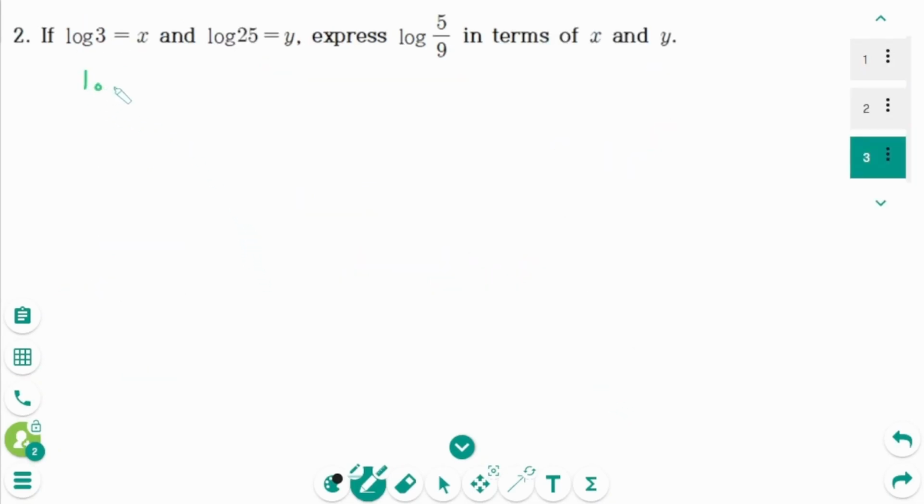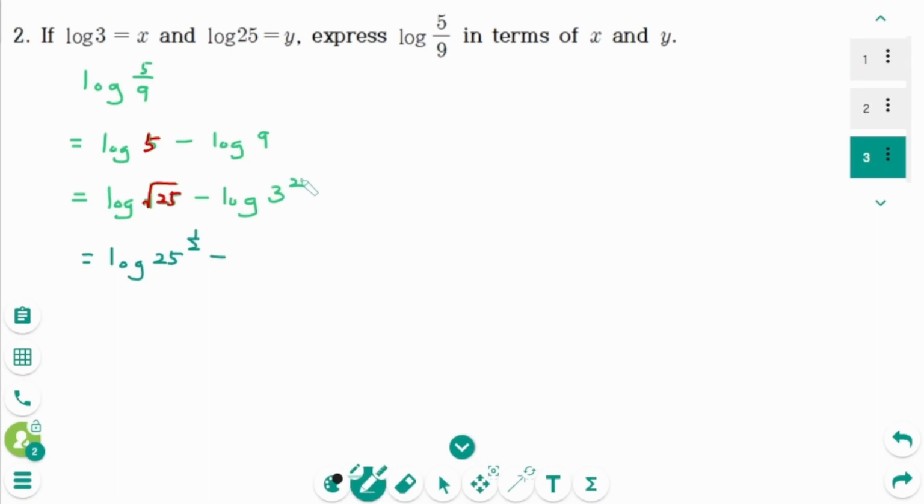Question 2, log of 5 over 9 equals, we can rewrite as log of 5 minus log of 9 equals, we can rewrite as log of square root of 25 minus log of 3 squared. 5 equals square root of 25. Then make the power form, log of 25 to the power of 1 over 2, the 2 moves here. Then log of 3 squared, the 2 moves here. Then 1 over 2 log of 25 equals y, minus 2 times log of 3 equals x.